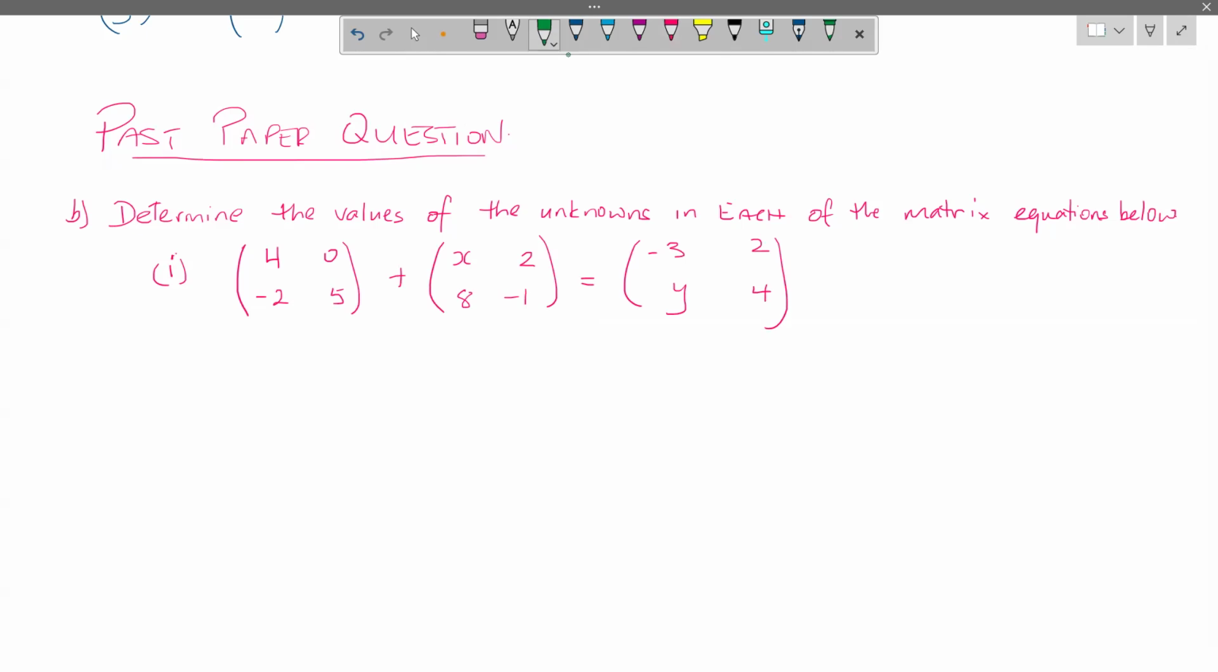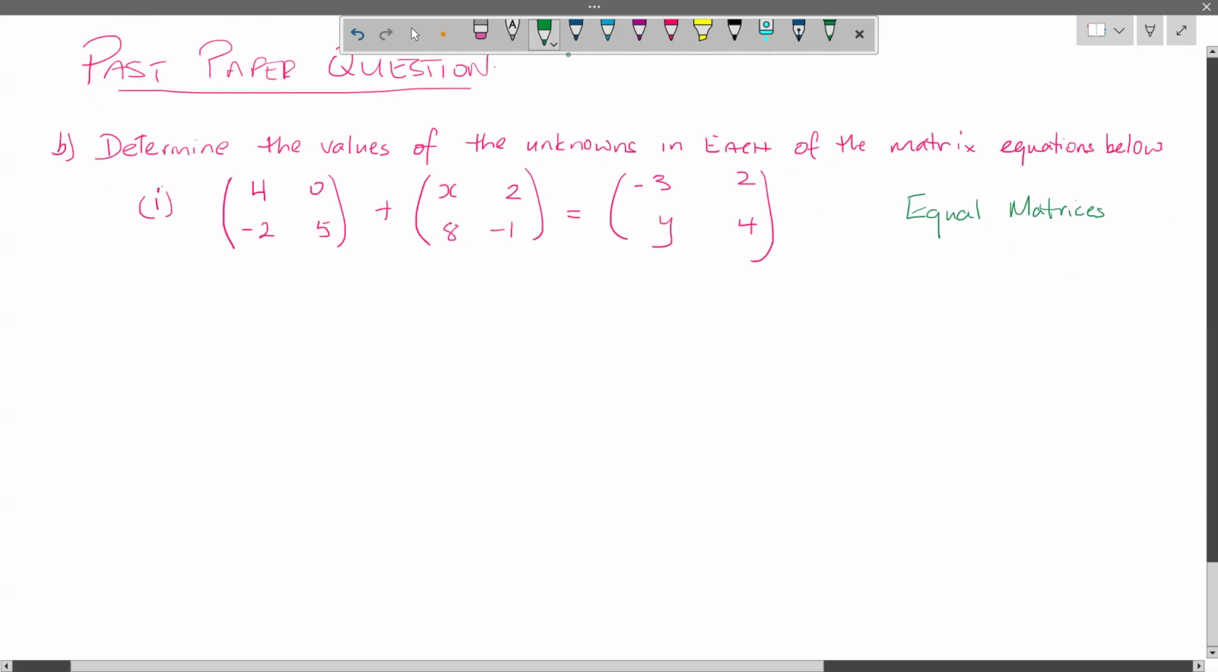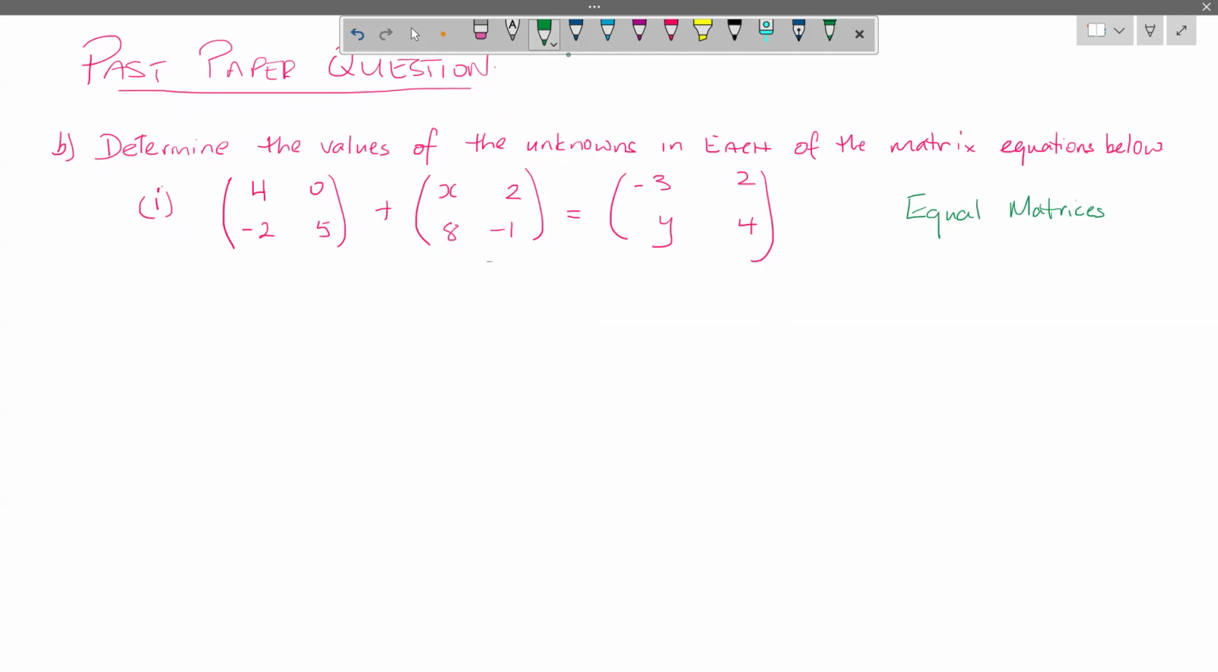How are we going to do this? This is based on equal matrices. Basically, what it's telling us here is when you add these two matrices together, this is the answer that you're going to get on this side, right? So to solve a question like this in an exam, what you need to do is add up your left-hand side of the equation. When you add it up, for some of these you'll end up with expressions, and they'll be equal to the answers on the right-hand side, and you could solve for the x, you could solve for the y, right?